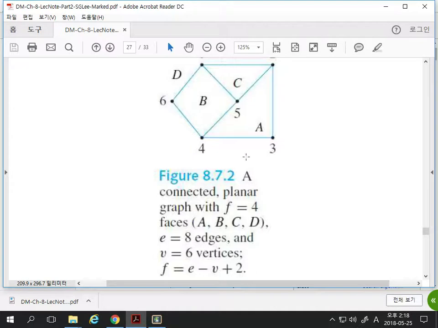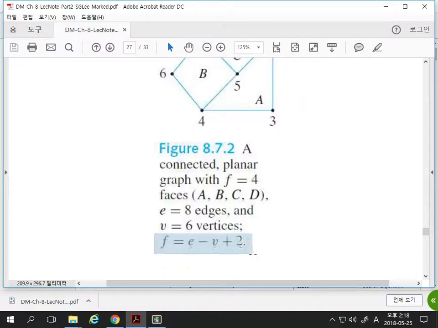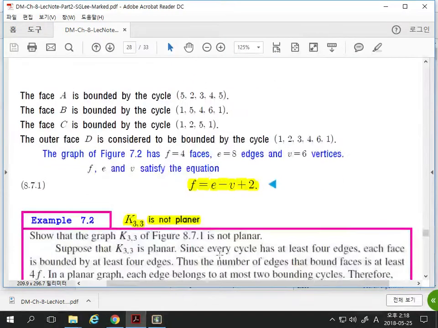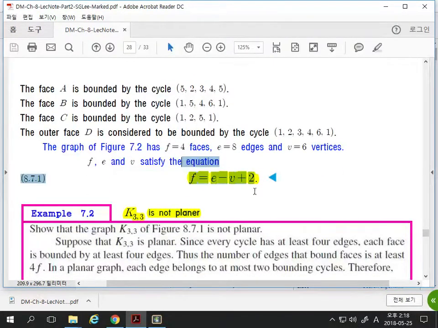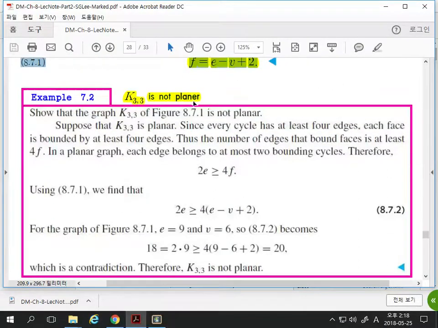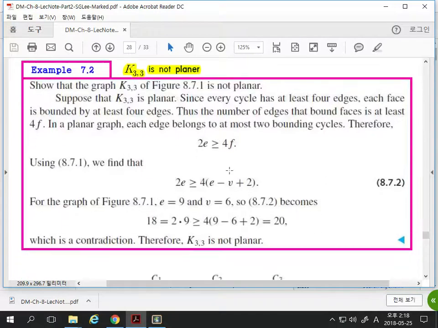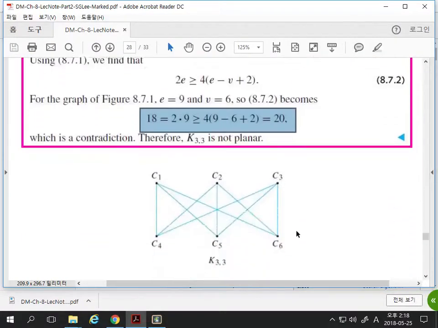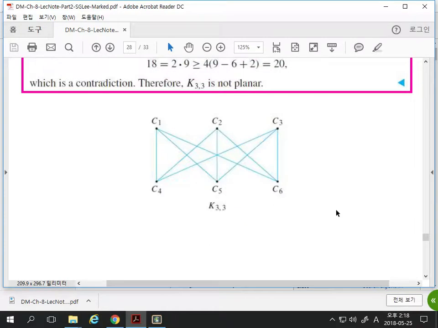have faces here and there. Then there is a relationship between those vertices, edges, and faces, like this. We will study it. This is called Euler's equation. It always satisfies these properties. Anyway, K3,3, the complete bipartite graph, is not planar because it does not satisfy that Euler's equation. That's why this is not planar.